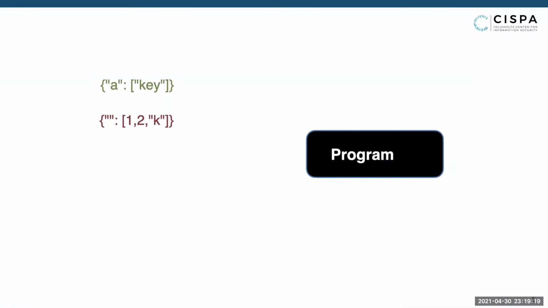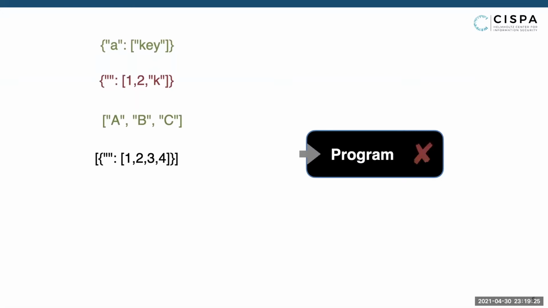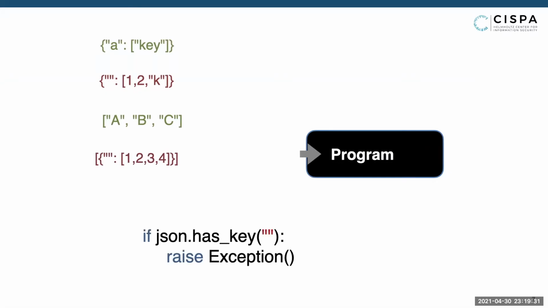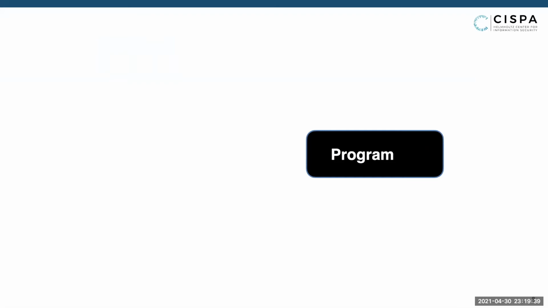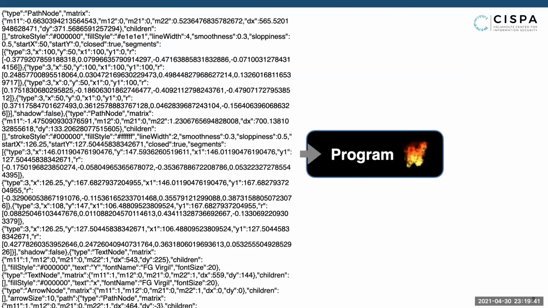Here is another input that is accepted by the program. And here is another that crashes the program. From these cases, we can produce a hypothesis that this crash was caused by an empty key in an object. Unfortunately, this kind of debugging is not always easy. For example, the input that produced the crash may be huge.